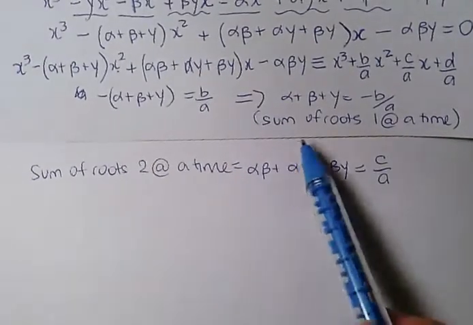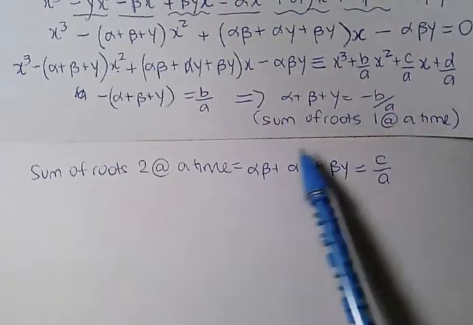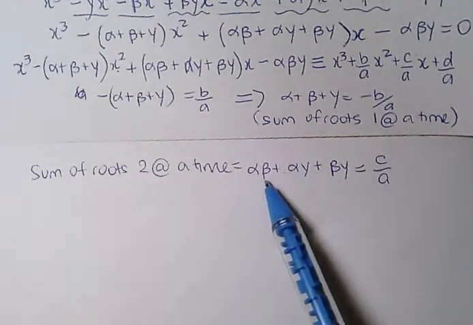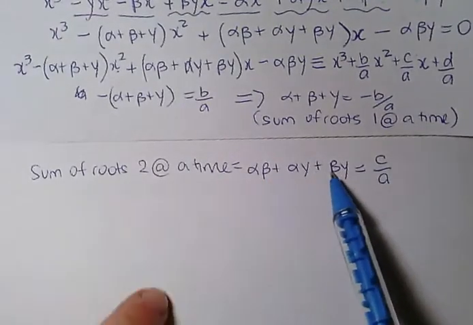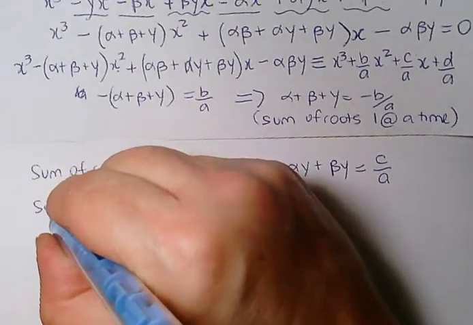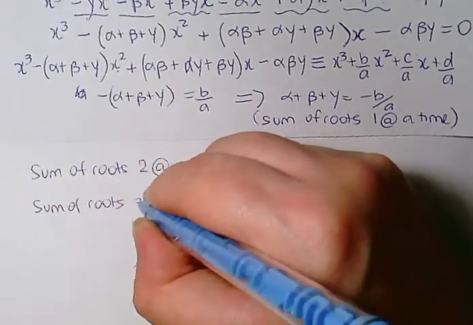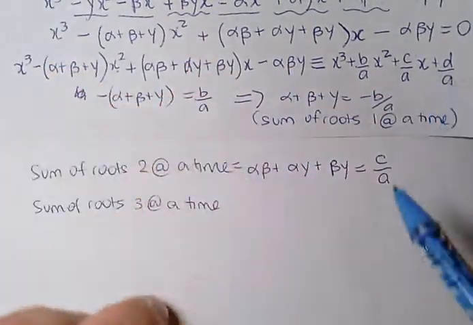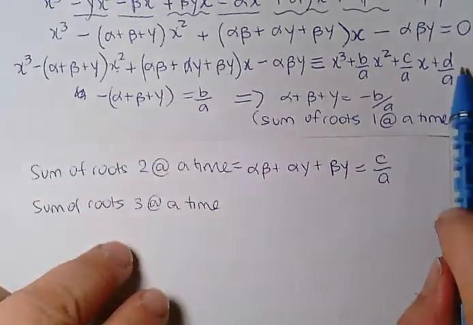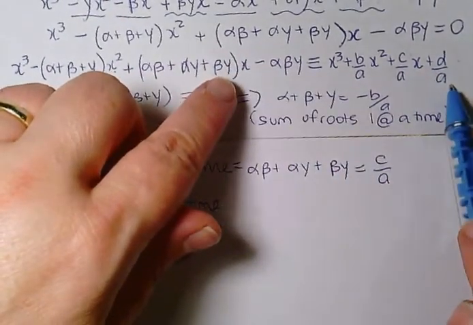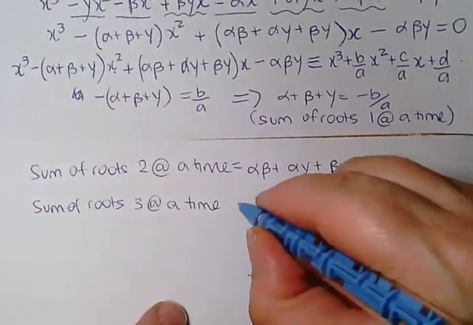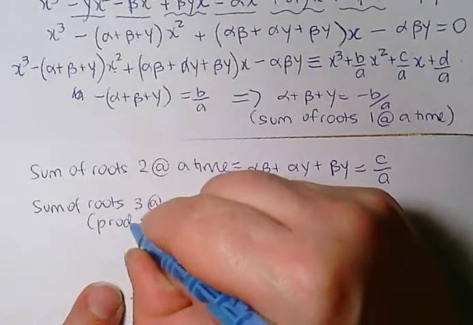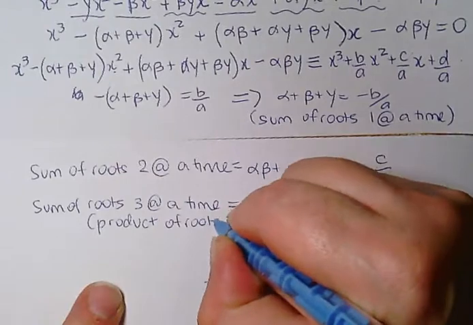Same with your cubic, right? With your cubic, when you're adding the roots together one at a time, it's minus b on a, and that's called sum of roots one at a time. And sum of roots two at a time are all the different combinations of alpha, beta, gamma together: alpha beta, alpha gamma, plus beta gamma. That's c on a. And sum of roots three at a time. Now, sum of roots three at a time is just alpha beta gamma. So now, if negative alpha beta gamma is d on a, then alpha beta gamma is negative d on a. So that's alpha beta gamma, that's negative d on a. Now, sum of roots three at a time is really just the product of your three roots.